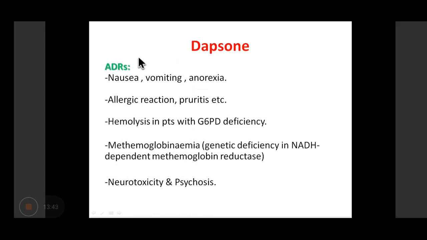So, you can see this toxicity profile. Nausea, vomiting, anorexia is very, very common. Allergic reaction is also common. Hemolysis in patients with G6PD deficiency is a very, very severe condition. Methemoglobin toxicity can also happen. These are the reasons by which we need to use dapsone very cautiously. Okay.